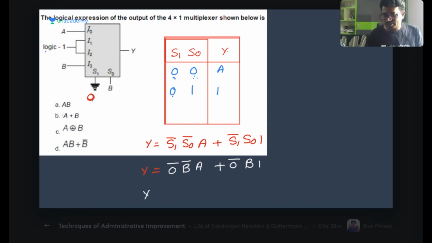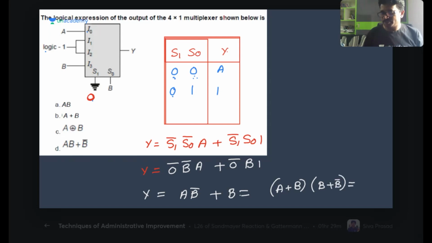What will I get now? Y is equal to A B bar plus B. So what we can do is use the distribution property, A plus B into B plus B bar. B plus B bar is a 1. So what I will get here is A plus B. So Y is given as A plus B.